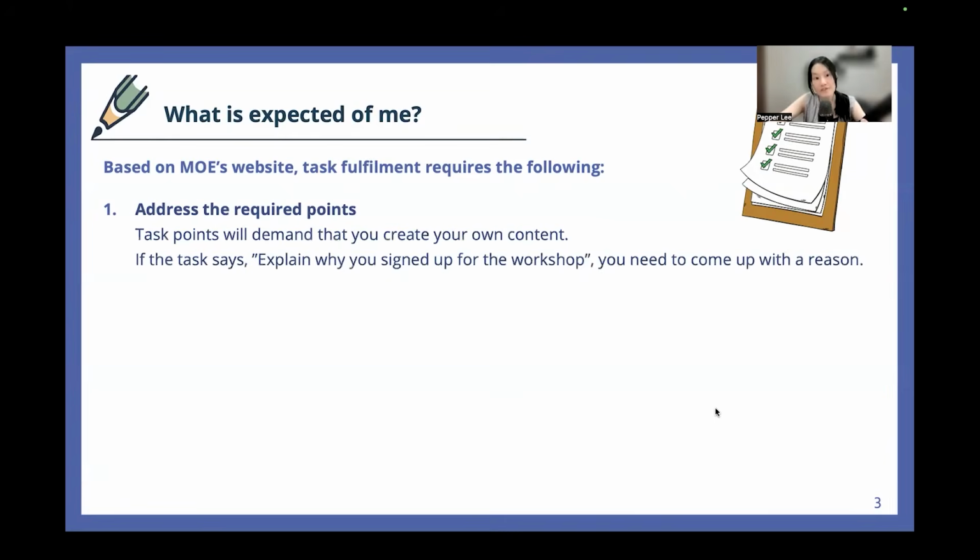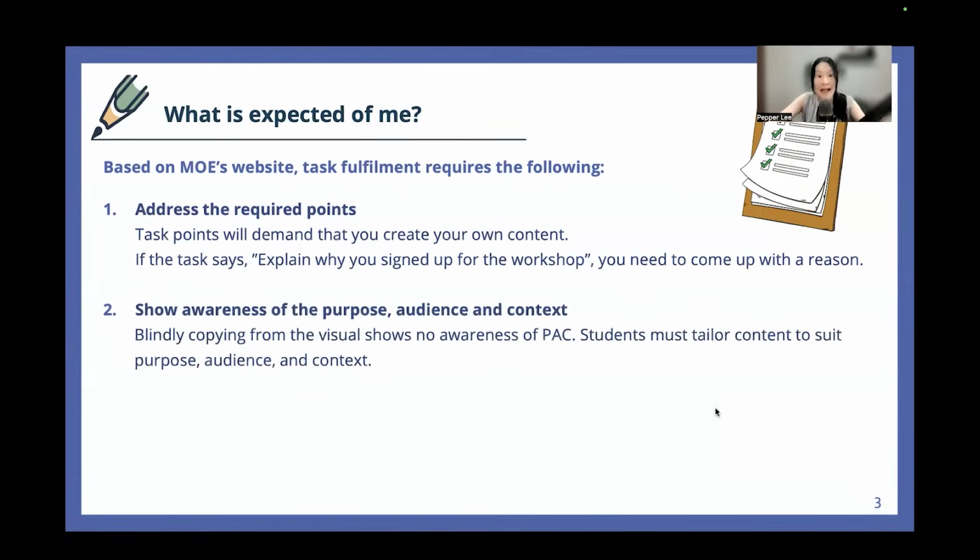So for instance, if the task point says, explain why you signed up for the workshop, you need to come up with a reason on your own. Next, you need to show awareness of purpose, audience, and context. So if you blindly copy from the visual, this shows zero awareness of PAC. Students, you must tailor your content to suit purpose, audience, and the context provided for you.